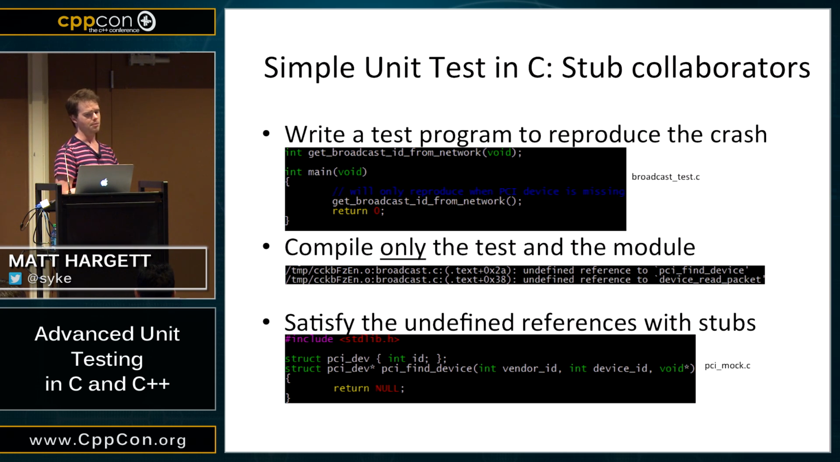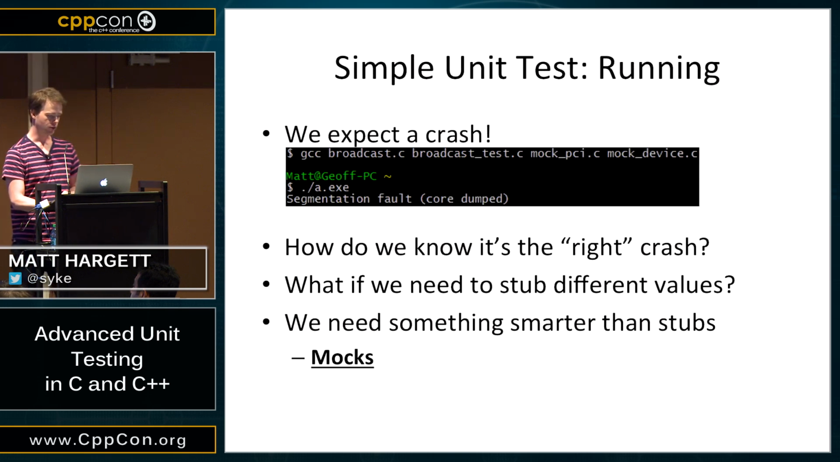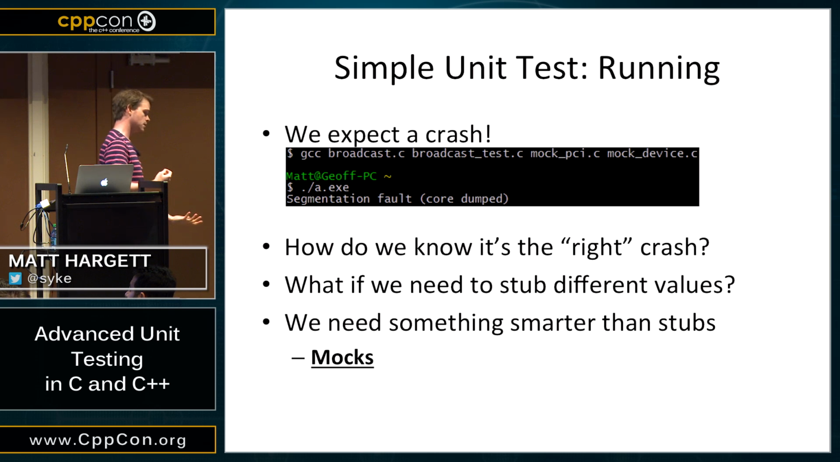So I'm going to make another file where I'm going to stub out those things. I'm going to call it PCI mock. So I make a PCI dev struct, and I make a PCI find device, and I'm just going to return null. I'm just trying to get it to link before I get it to run, and deal with one thing at a time. So we put our stubs in place, we get it to compile, it links, we go to run it. The bug was that it crashes when the device isn't present. So we expect a crash, but is this the right crash? Is this the crash that we actually expected to happen?